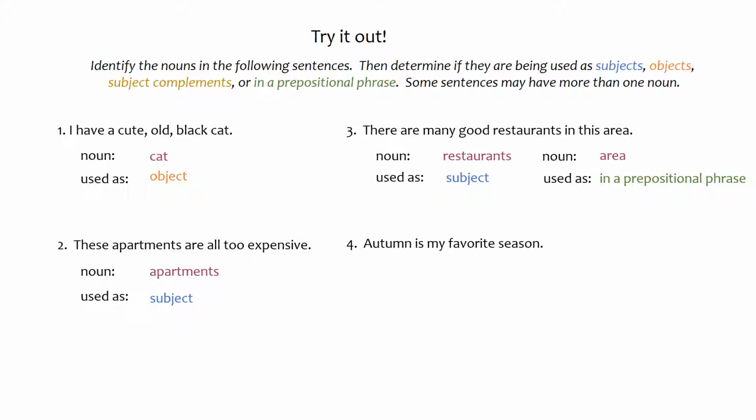And number 4. Autumn is my favorite season. So can we identify the noun here? Autumn. And how is it being used? The subject. Do you see another noun? Season. And how is that being used? As the subject complement. Good job.